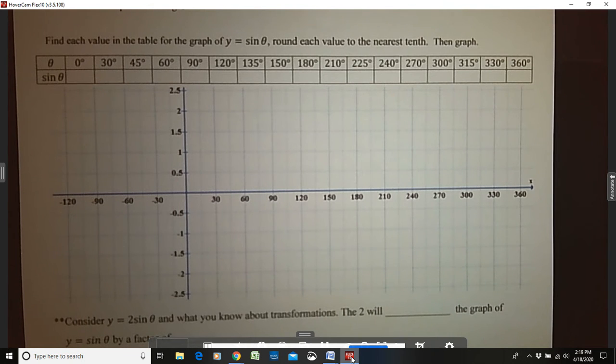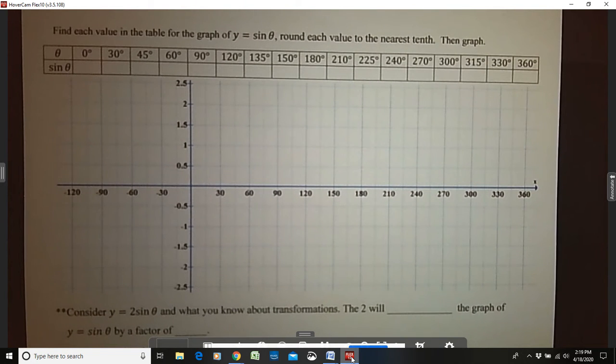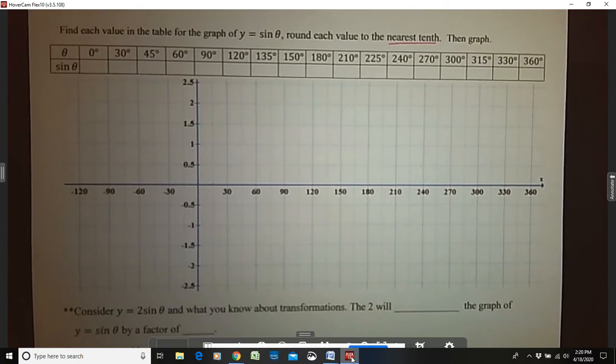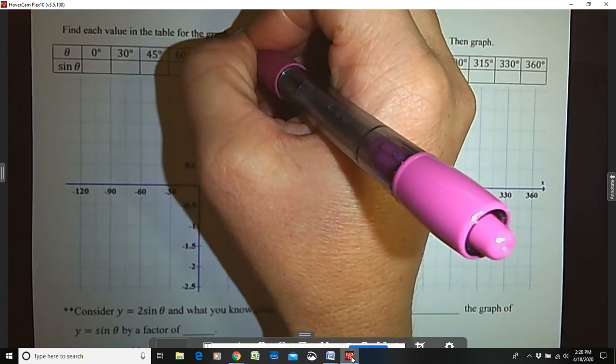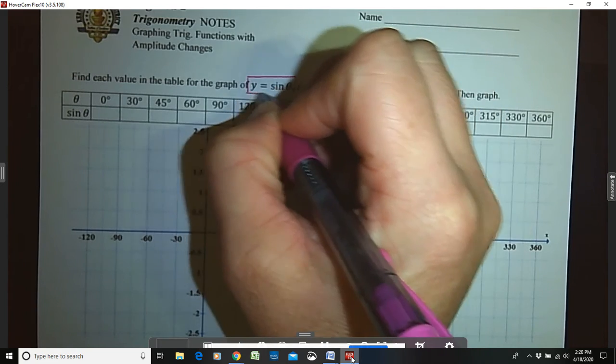Now, we do want decimals for this table, so instead of using right triangles or quadrantal angles that you learned in the previous lesson, I'm going to use a calculator to get those decimal values. So we are going to round to the nearest tenth once we punch it into the calculator. So this is 4 sine theta.